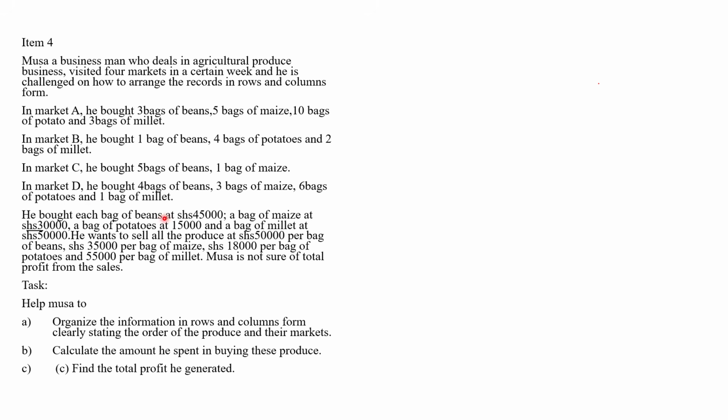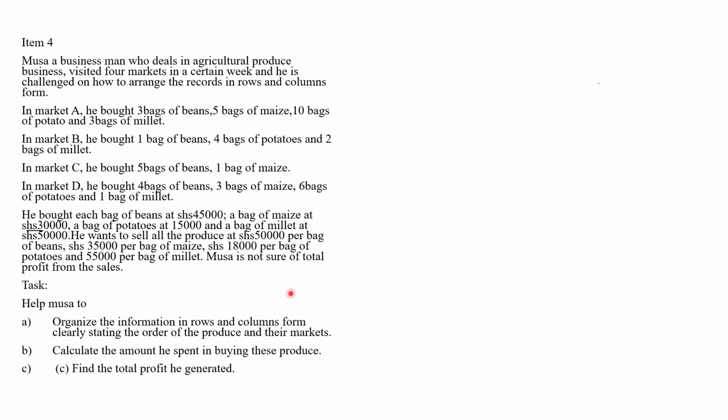And then he bought a bag of beans at 45,000, and then bought a bag of maize at 30,000, a bag of potatoes at 15,000, a bag of millet at 50,000. He wants to sell all the produce at 50,000 per bag of beans, 35,000 per bag of maize, 18,000 per bag of potatoes, and 55,000 per bag of millet. Musa is not sure of the total profit from the sales.